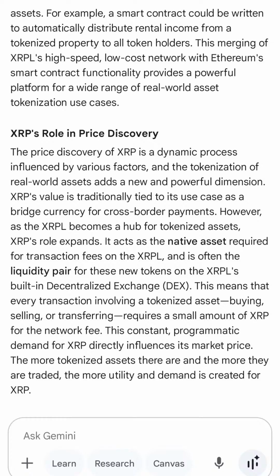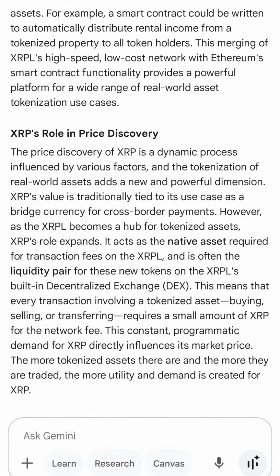XRP's role in this. The price discovery of XRP is a dynamic process influenced by various factors, and the tokenization of real world assets adds a new and powerful dimension. XRP's value is traditionally tied to its use case as a bridge currency for cross border payments. However, the XRPL has become a hub for tokenized assets. XRP's role expands. It acts as a native asset required for transaction fees on the XRPL.